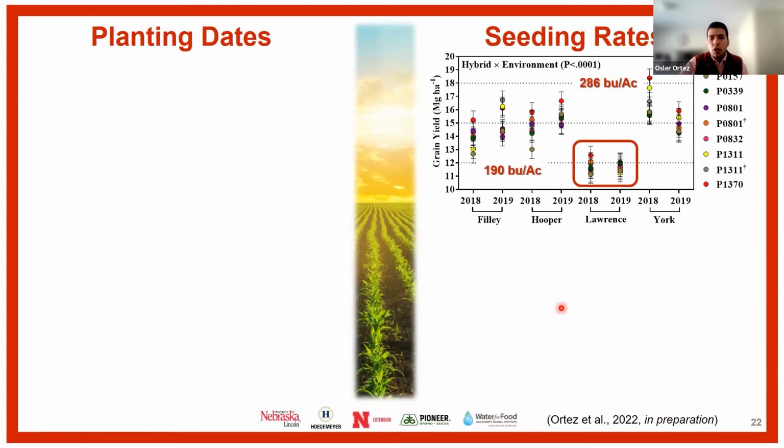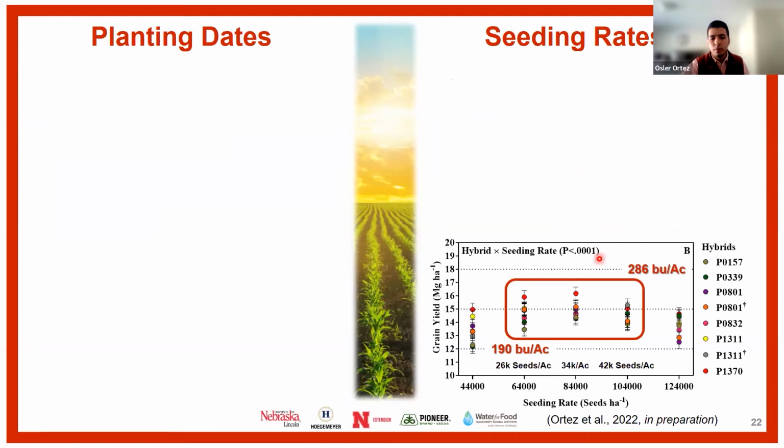Moving into seeding rates, again, the results are primarily driven by locations and environments. This highlighted box here of grain yield is a significant drop. This is all the way in western Nebraska. That means drier conditions and a non-irrigated location. So you see some of those differences, but on the other side, you have locations where you can have pretty high yields, close to 300 bushels, if you choose the appropriate hybrid for that environment.